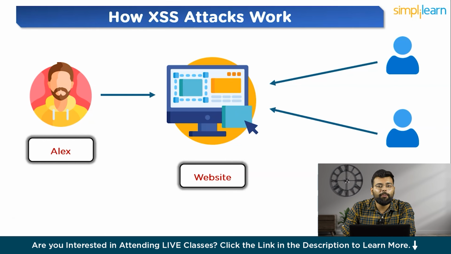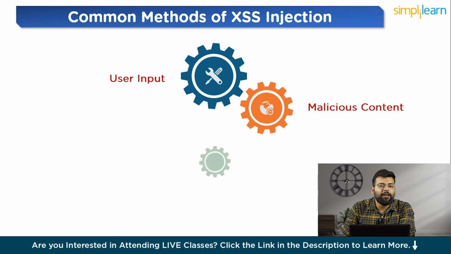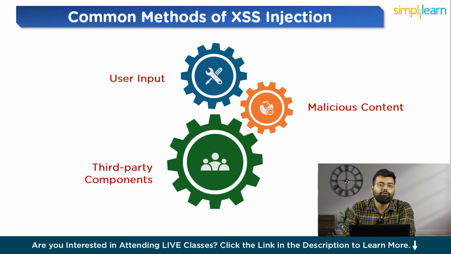Now we'll move to the common methods of XSS injection. So the number one on the list is user input. Attackers may inject scripts via form fields or URL parameters. For instance, adding a script tag in a comment field that executes when other users view the comment.